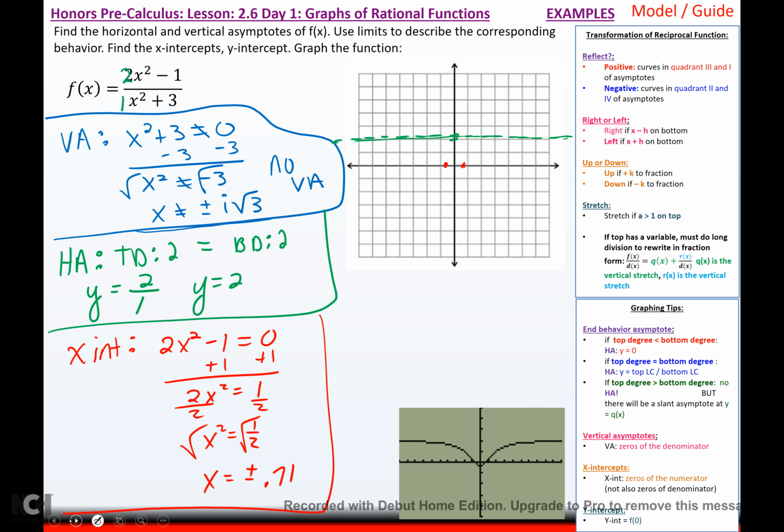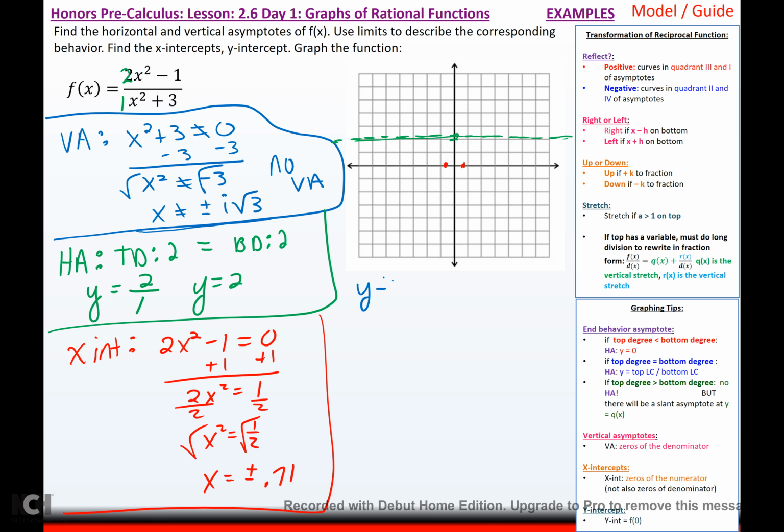Oops, sorry, I showed the picture there too. To get my y-intercept, you find f of 0, which would be 2 times 0 squared minus 1 over 0 squared plus 3. So that's going to be negative 1/3, which is negative 0.3 repeating. So it's going to touch about right there.